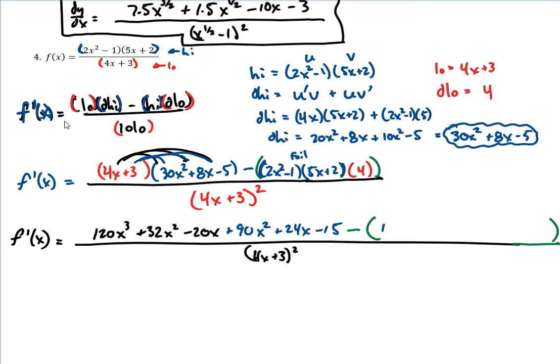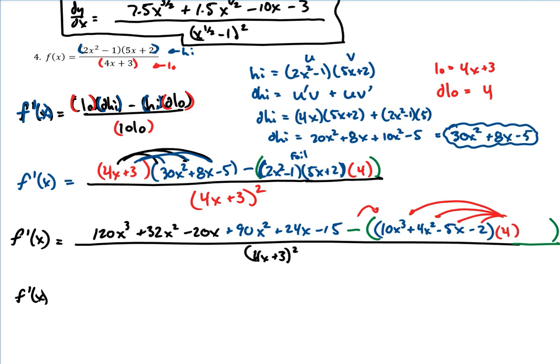So 2x squared times 5x is 10x cubed. 2x squared times positive 2 is positive 4x squared. Negative 1 times 5x is negative 5x. And then negative 1 times 2 is negative 2. And then the 4, now we can distribute that through in this next step. Okay, and let's actually also distribute the negative. So I'm going to do two things in one here. Let's distribute the negative all the way through.